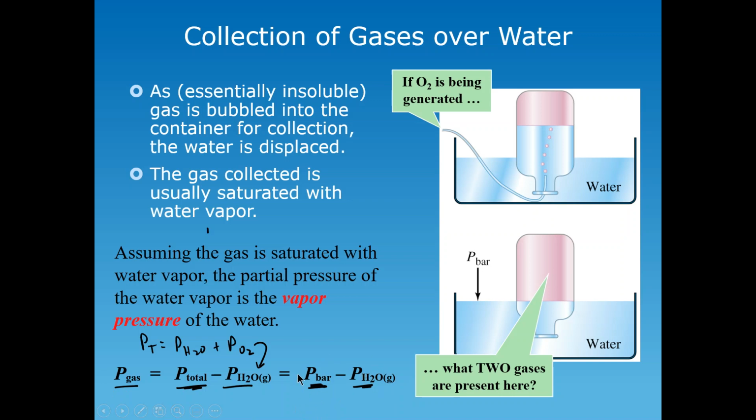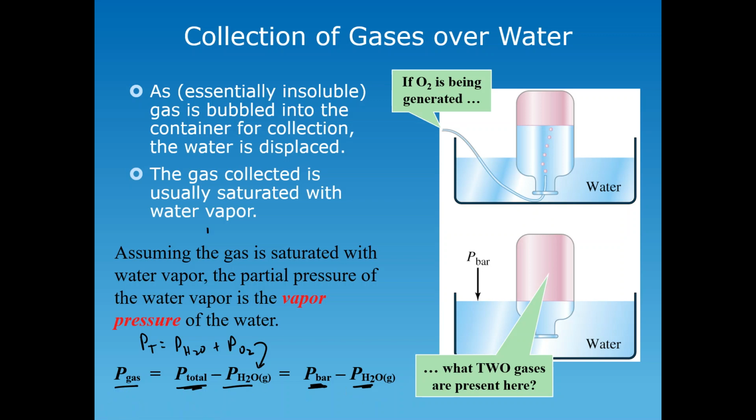Now, the barometric pressure, we can actually get that. There's an instrument known as a barometer, which is used to determine the barometric pressure. So if you're doing this experiment, all you'd have to do is check that instrument and take the reading, and that goes here. As far as the water vapor pressure is concerned, that is dependent on the temperature. There are tables that give you the vapor pressure of water at various temperatures. So if you measure the temperature and then look up the corresponding water vapor pressure, that will be placed in this equation. Once you know the barometric pressure and the water vapor pressure, it's a simple calculation to determine the pressure of the gas that is collected over water.